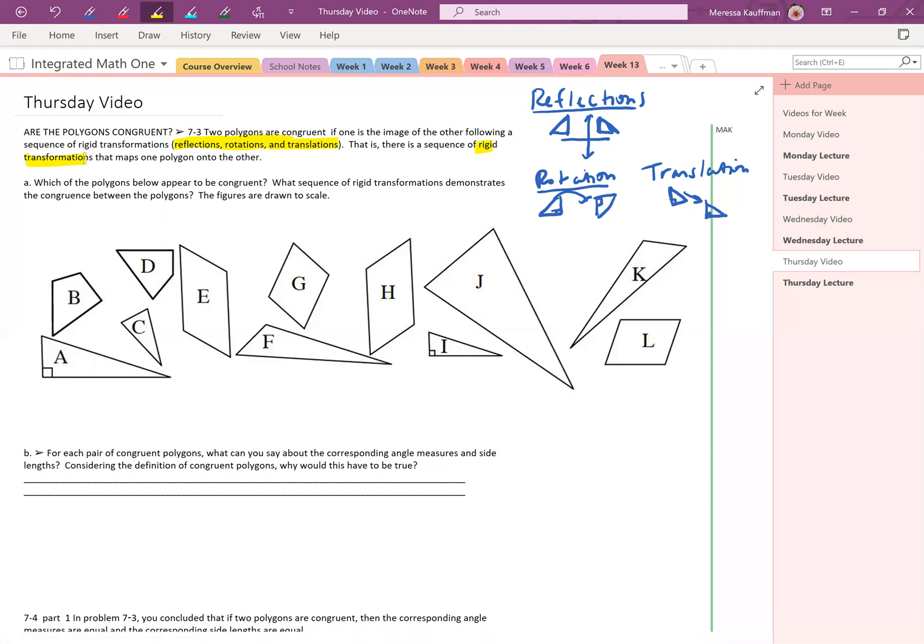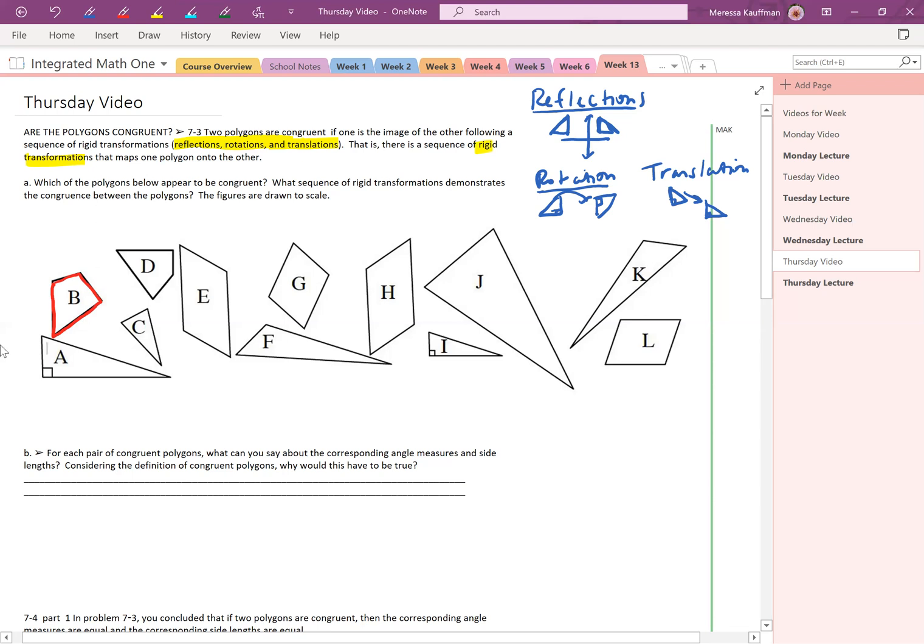So which of the polygons below appear to be congruent, and what is the sequence of rigid transformations that demonstrates that congruence of the polygons? I'm going to try what I did last time with my angle congruency here, and remember, I can't do it like that. I've got to do it in all one motion. Let's see if I can do this nicely. Okay.